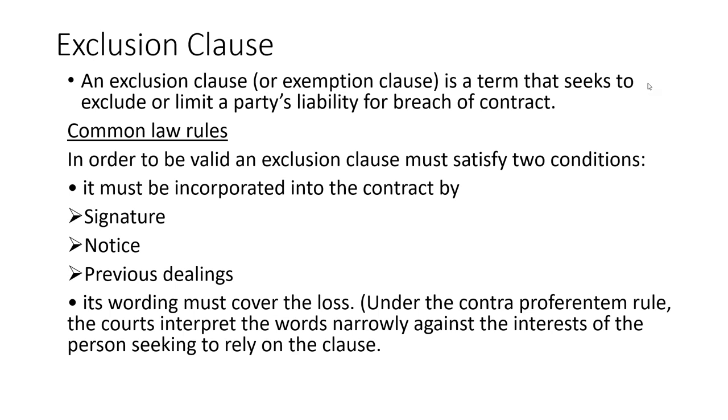incorporated into a contract. And the second important thing: its wording must cover the loss. Wording must cover the loss means the wording of the exclusion clause should be clear and intelligible. So the person relying on the clause should know which breach of contract liabilities are being excluded. Under the contra proferentem rule, the courts interpret the words narrowly against the interest of the person seeking to rely on the clause. So the wording of the clause should be such that the party relying on the clause knows which breaches of contract, which liabilities, they are specifically talking about, and in what case they won't be held liable, in what case their liability will be excluded. So the wording of the exclusion clause should be such that it must cover the loss.